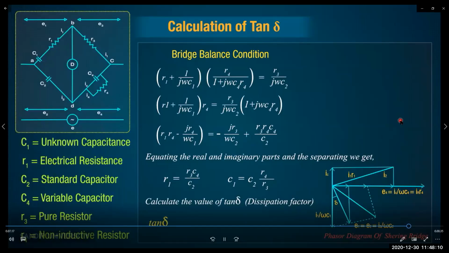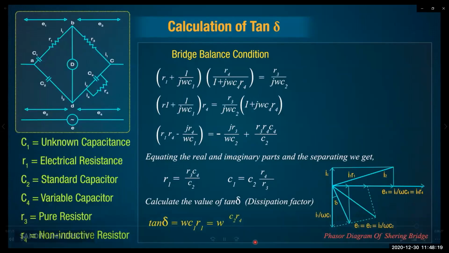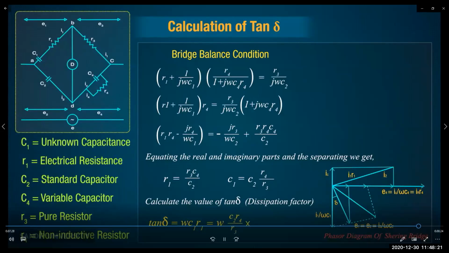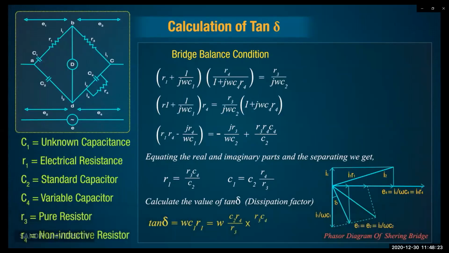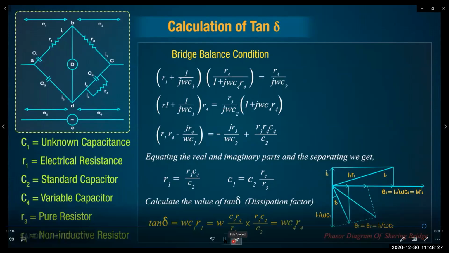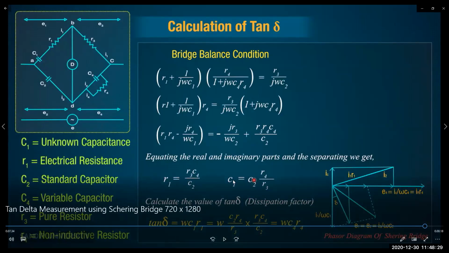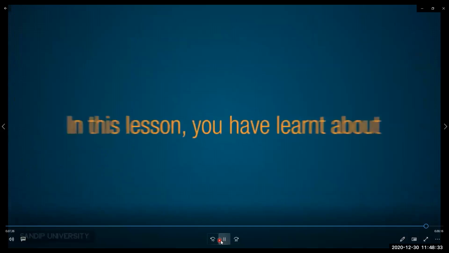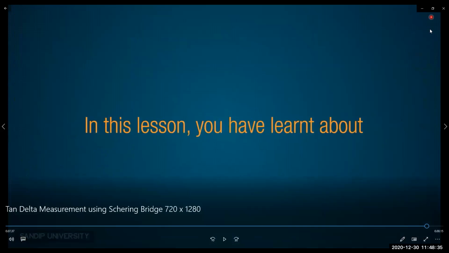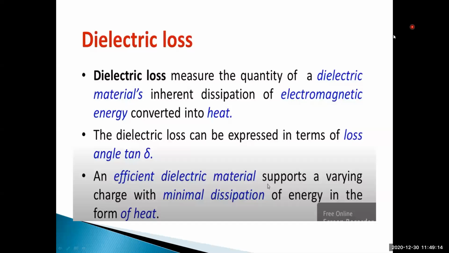The dissipation factor is generally called tan delta. Tan delta is equal to omega C1 R1. That is equal to omega into C2 R4 divided by R3, into R3 C4 by C2. By substituting these values, we get tan delta is equal to omega C4 R4. So this is simple, and all of you write this down.